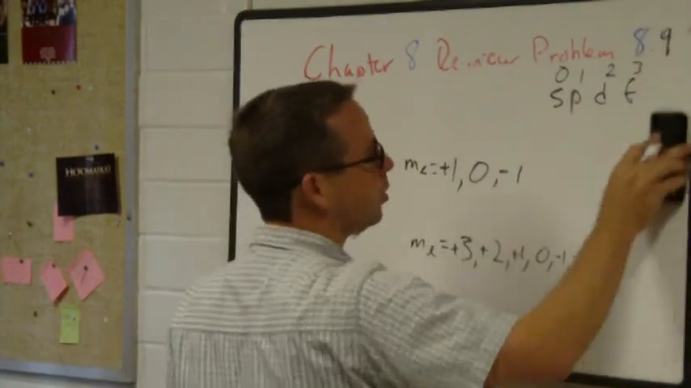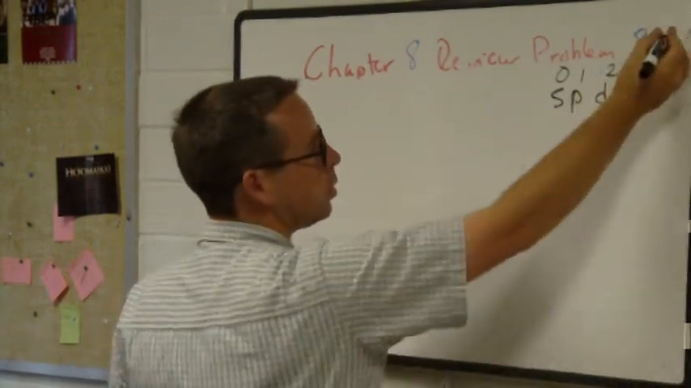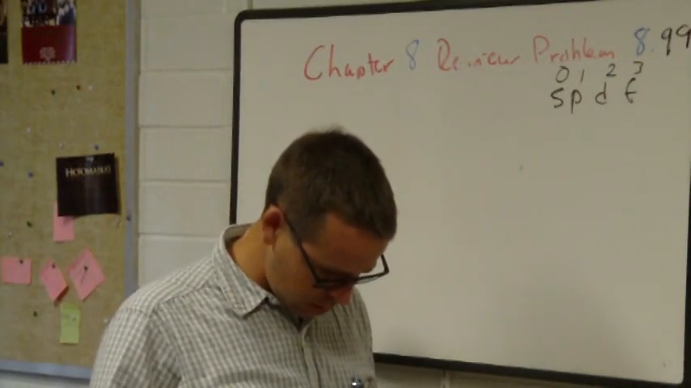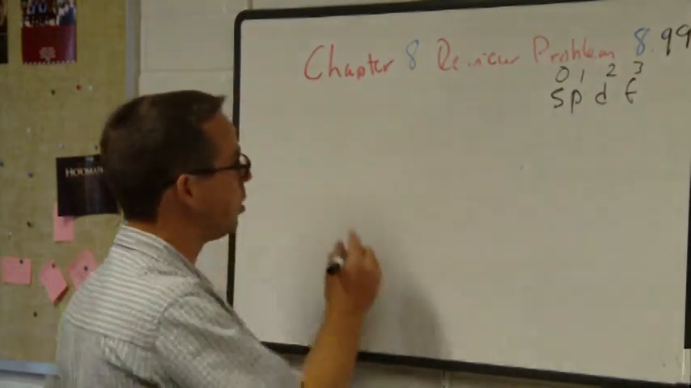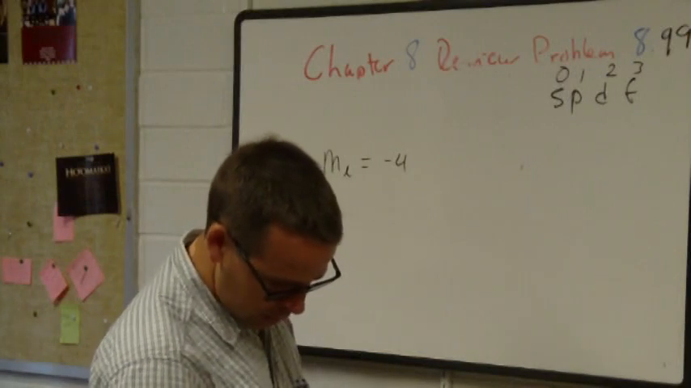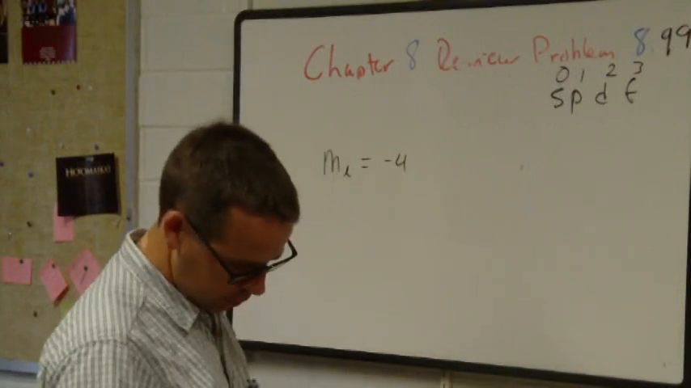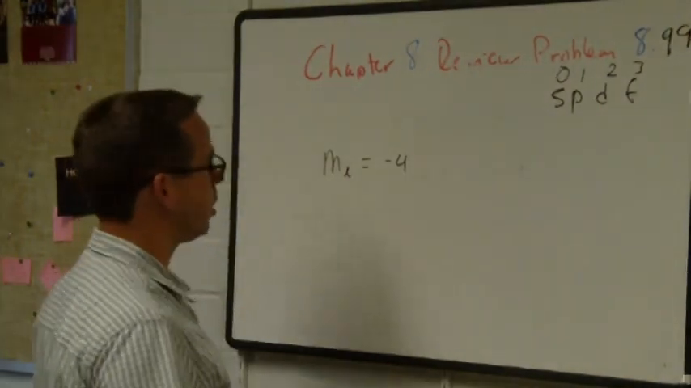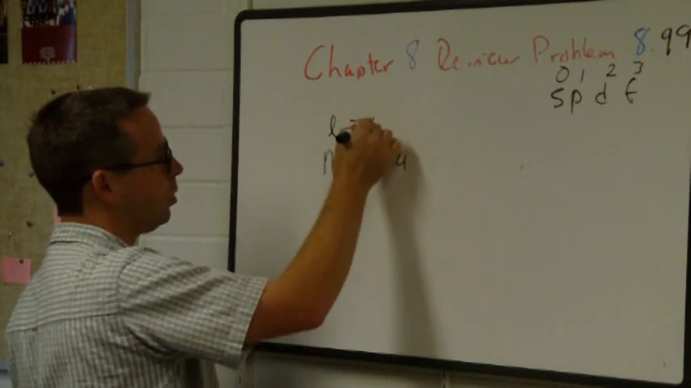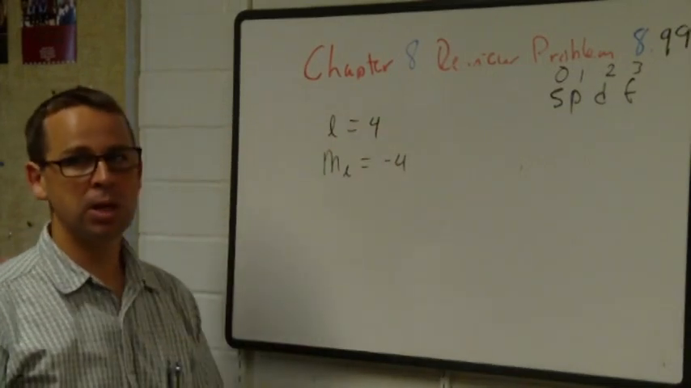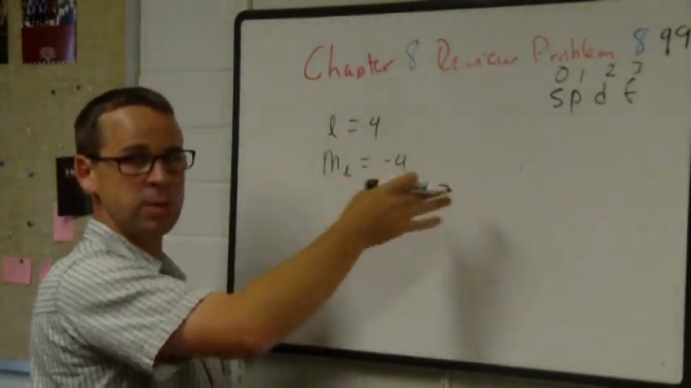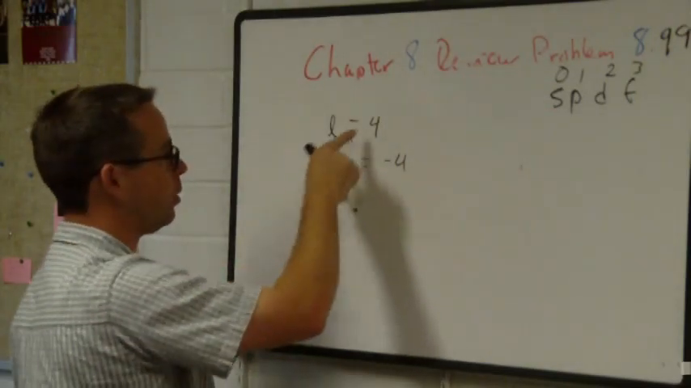899. If the value of M sub L for an electron in an atom is minus 4, what is the smallest value of L that the electron could have? What is the smallest value of N that the electron could have? So if M sub L equals minus 4, the smallest value L could be is 4, because 4 would encompass minus 4 to plus 4. 3 would encompass minus 3 to plus 3, and that wouldn't include the minus 4. So L would have to be 4.